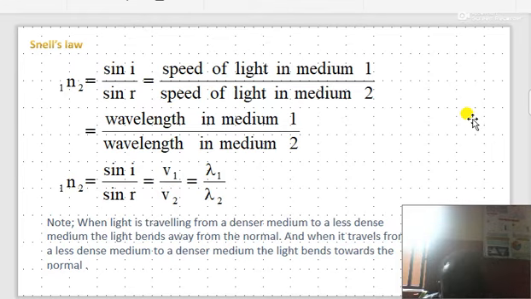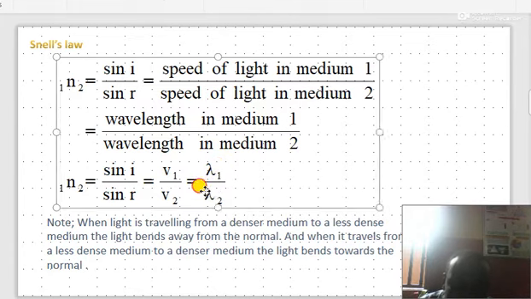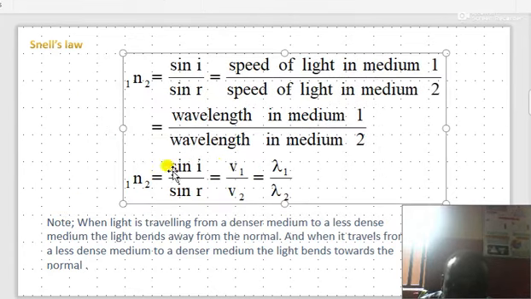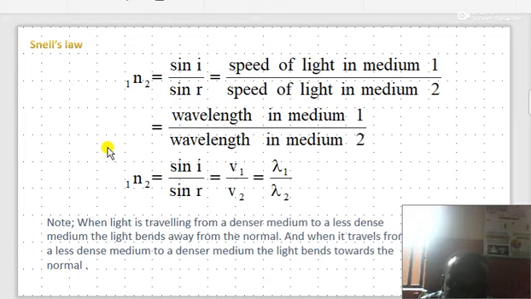Those statements are expressed more robustly as sine i over sine r equals V1 over V2, where V1 represents speed of light in medium 1 and V2 speed of light in medium 2. Similarly, lambda 1 is wavelength in medium 1 and lambda 2 is wavelength in medium 2. So that is that.